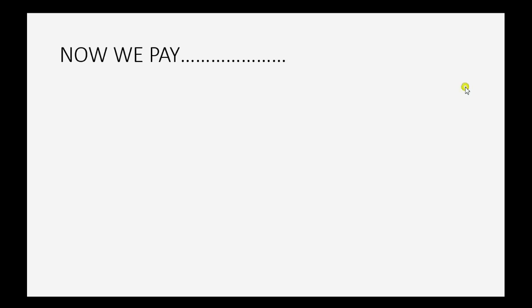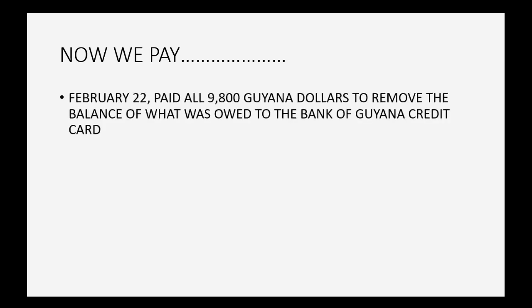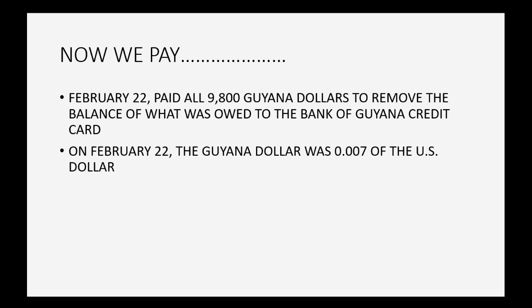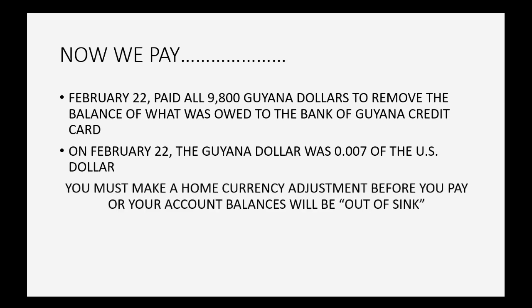Now the interesting stuff happens when we actually go to pay the balance of the credit card. On February 22nd, we pay all of the 9,800 Guyana dollars to remove the balance of what was owed to the Bank of Guyana credit card. On February 22nd, the Guyana dollar was 0.007 of the US dollar. You must make a home currency adjustment or revalue the currency from the currency list, as it were, before you pay your account balances, or the balances will be out of sync in the way that we described in the prior videos. So you must adjust two accounts.